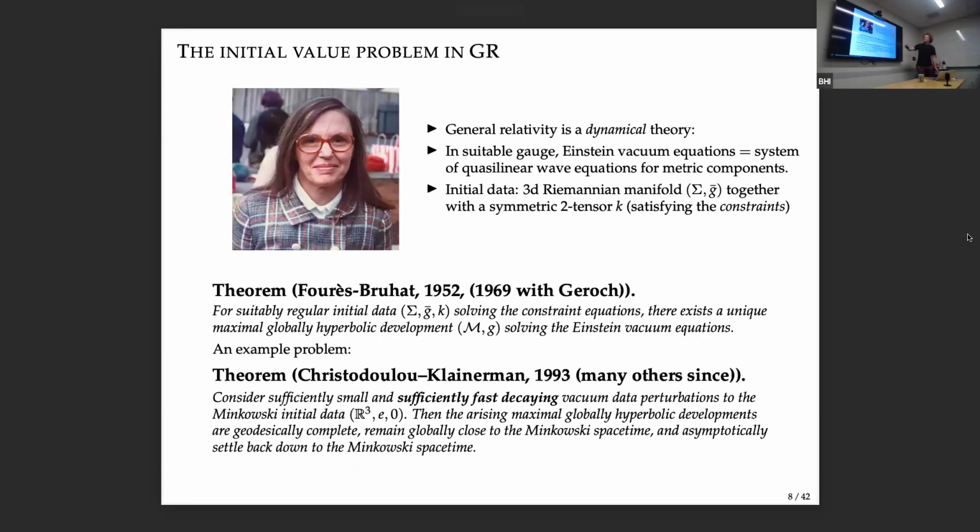Okay, so within this dynamical formulation of relativity, an example problem that one may study is the stability of the Minkowski spacetime. This is simply the problem where you take the Minkowski initial data, this is just Euclidean space, and you now slightly perturb it so that you still solve the constraint equations and you ask what happens to the evolutions of these perturbations. And then, as was proved by Christodoulou and Klainerman in 1993, these evolutions remain globally close and asymptotically settle back down to the Minkowski spacetime. I highlighted here that in their theorem, they of course made an assumption on the asymptotic decay of the initial data towards space like infinity. Maybe just keep that in mind. This is something that I'll come back to quite soon.